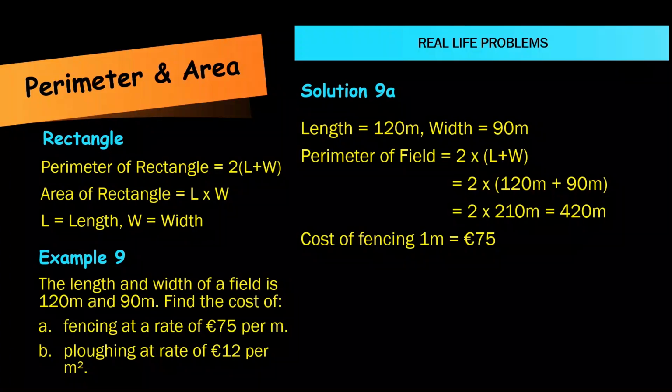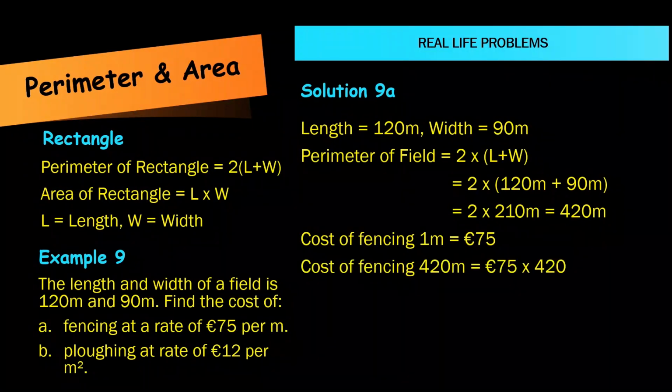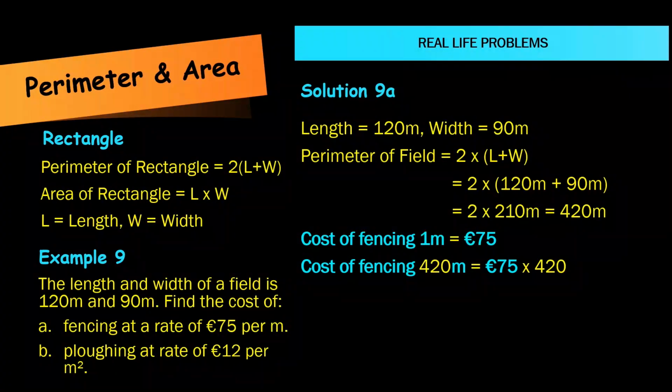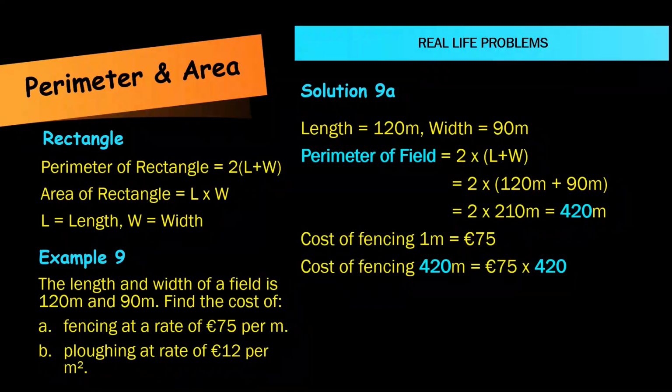Since the cost of fencing is €75 per meter, we have that the cost of fencing is €75 multiplied by 420. And this equals €31,500.